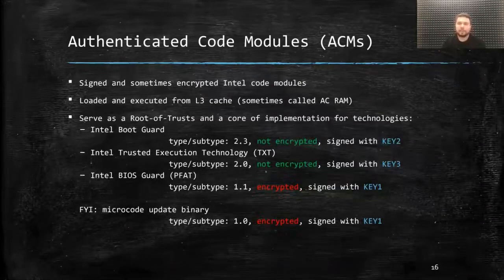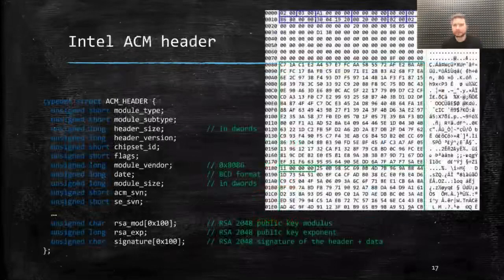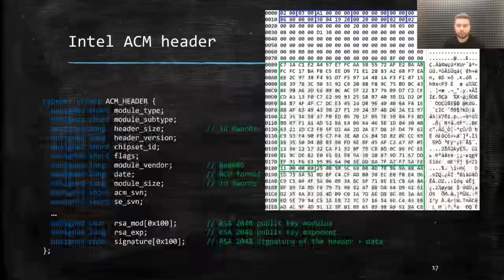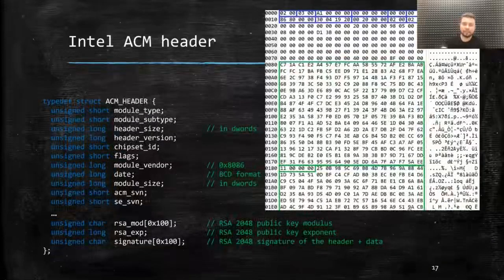They serve as a root of trust and as an implementation for such technologies like Intel BootGuard, Intel Trusted Execution Technology, Intel BIOSGuard, also known as Platform Flash Armoring Technology. Quite an interesting note is that the Intel BIOSGuard ACM and microcode update binaries are both encrypted and signed with the same keys. Let's look at the ACM header format. We have already seen something similar today in the microcode header structure. Chipset ID field, which is always 0, build date, security version number, and RSA signature will be key to verify it.